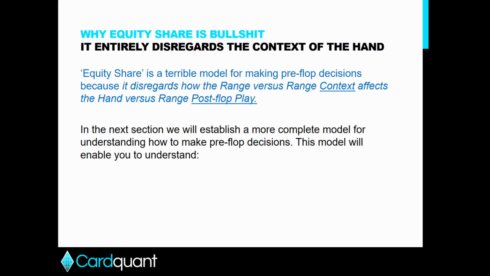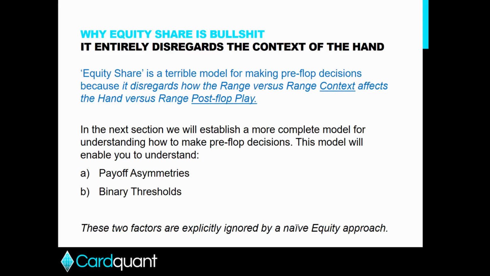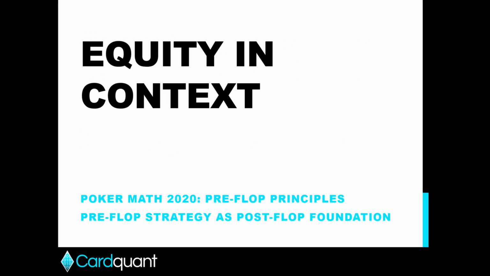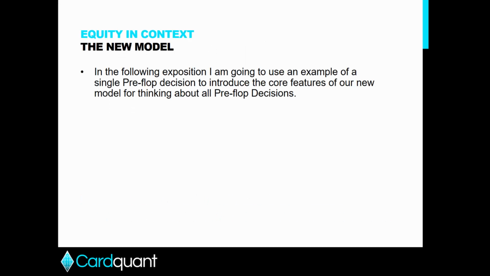In the next section, we're going to establish a more complete model for understanding how to make preflop decisions. This model will enable you to understand payoff asymmetries and binary thresholds, the two factors that are explicitly ignored by a naive equity approach. Let's now put equity into context. So in the following exposition, I'm going to use an example of a single preflop decision to introduce the core features of our new model for thinking about all preflop decisions.